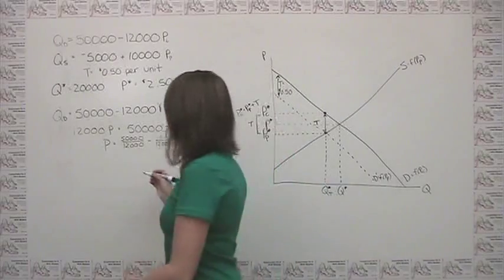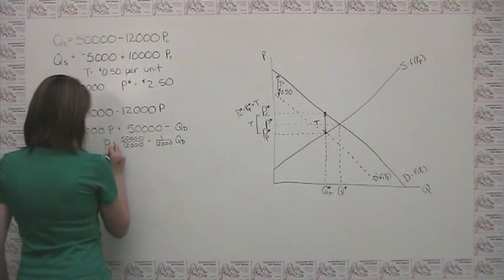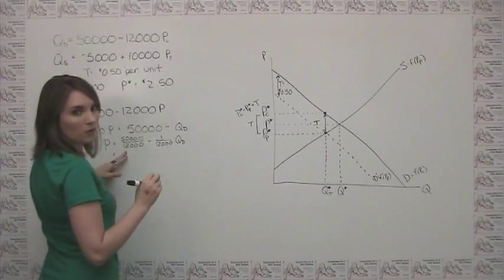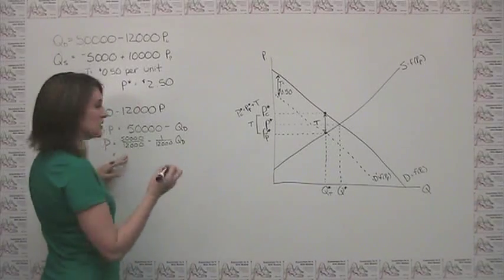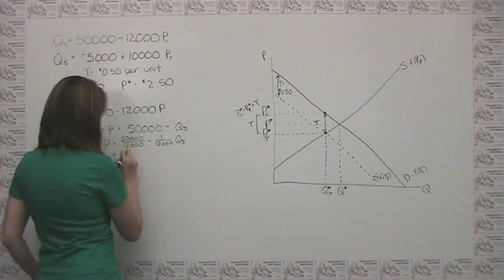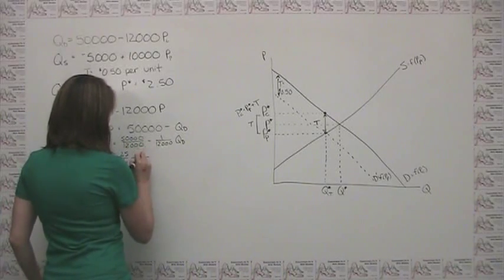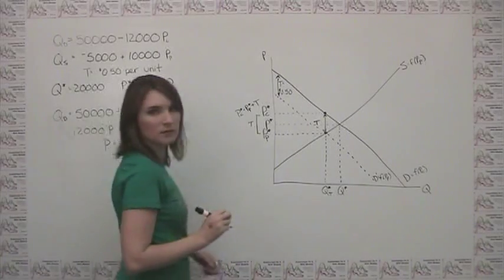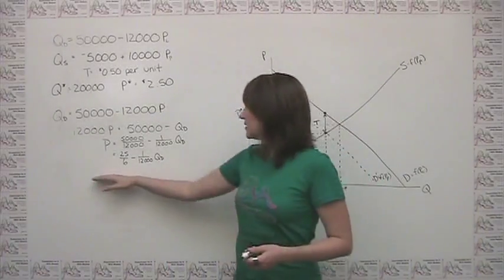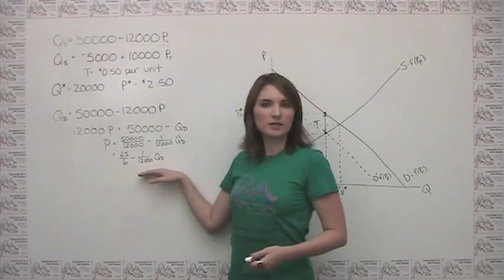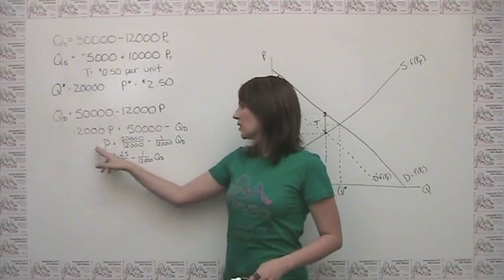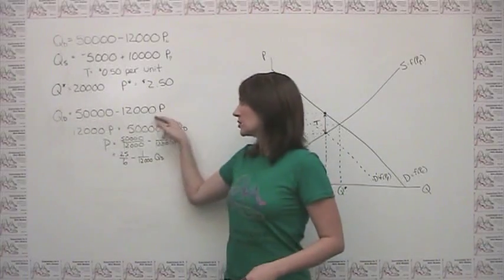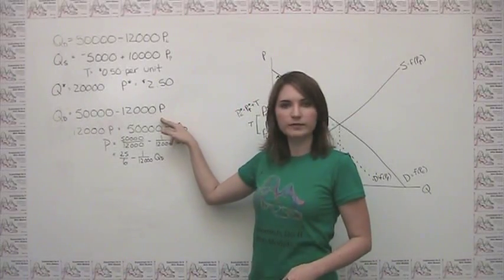And we can simplify a little bit and say that this is equal to 50 over 12, or reducing again, 25 over 6, minus 1 over 12,000 times quantity demanded. If you recall, this is called our inverse demand curve because it represents price as a function of quantity demanded rather than quantity demanded as a function of price.